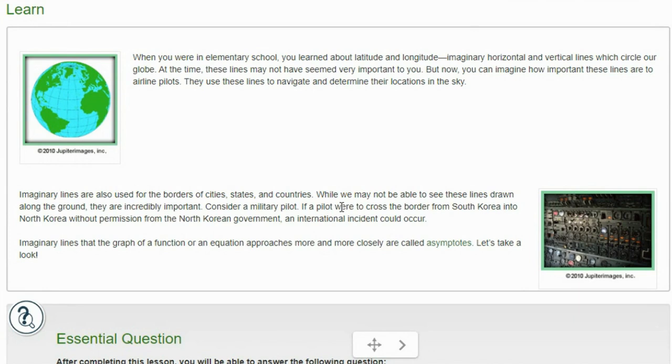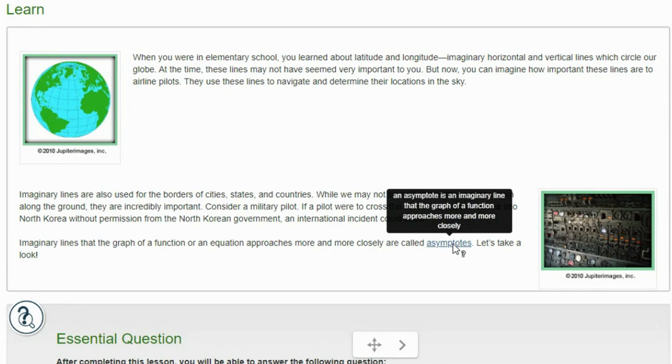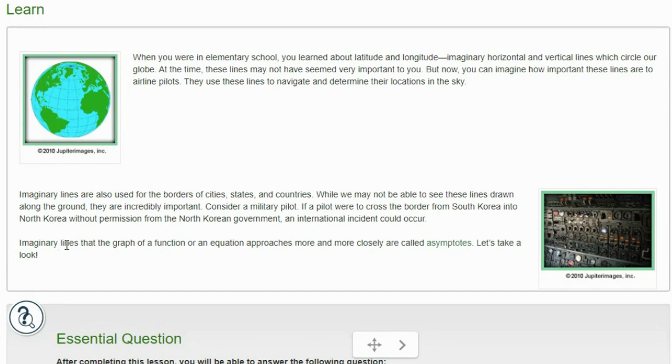I mean, think about a military pilot. If a pilot were to cross the border from South Korea into North Korea without permission of the North Korean government, that could be an international incident because stuff would start happening. Imaginary lines that the graph of a function or an equation approaches more and more closely are called asymptotes. An imaginary line that the graph of a function approaches more and more closely. So they defined it the same way they just used it in the sentence.